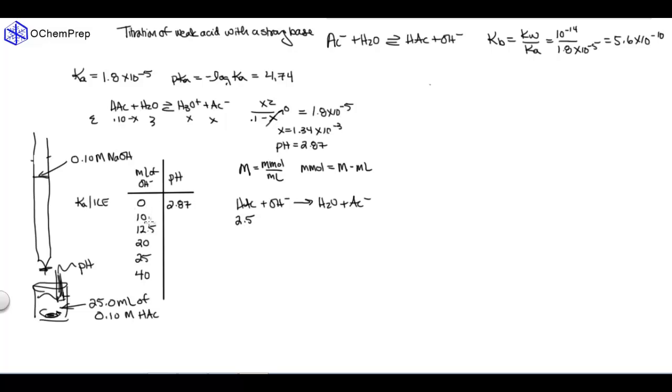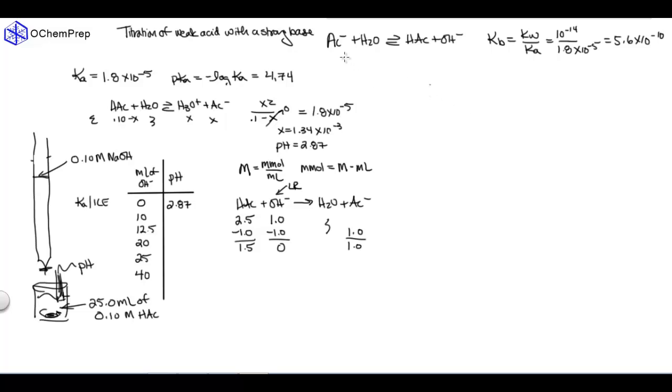After you've added 10 milliliters of 0.1 molar NaOH, you've added 1.0 millimoles of OH minus. Now, this is our limiting reactant. So it all goes away. So we're going to lose it. And then who cares about water? It's just being made in water. So you end up with 1.0 millimoles of acetate, 0 OH minus, and 1.5 millimoles of acetic acid. Now this is where Henderson-Hasselbalch comes in.